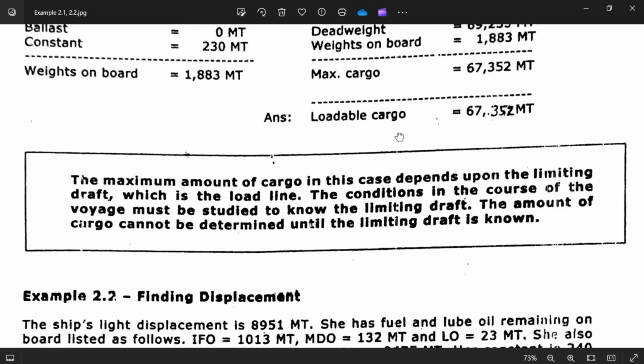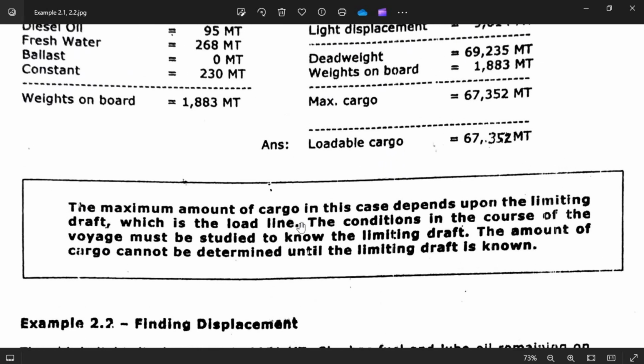Okay, the maximum amount of cargo in this case depends upon the limiting draft. Meaning limiting draft, let's say your summer draft or your limit draft is 12 meters or 13 meters or 11 meters, which is the load line. The conditions in the course of the voyage must be studied to know the limiting draft. The amount of cargo cannot be determined until the limiting draft is known.